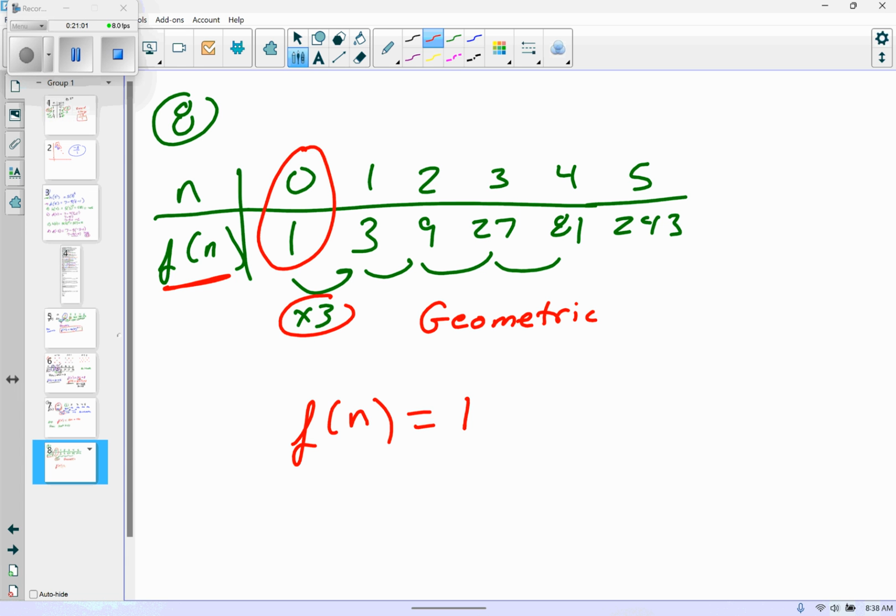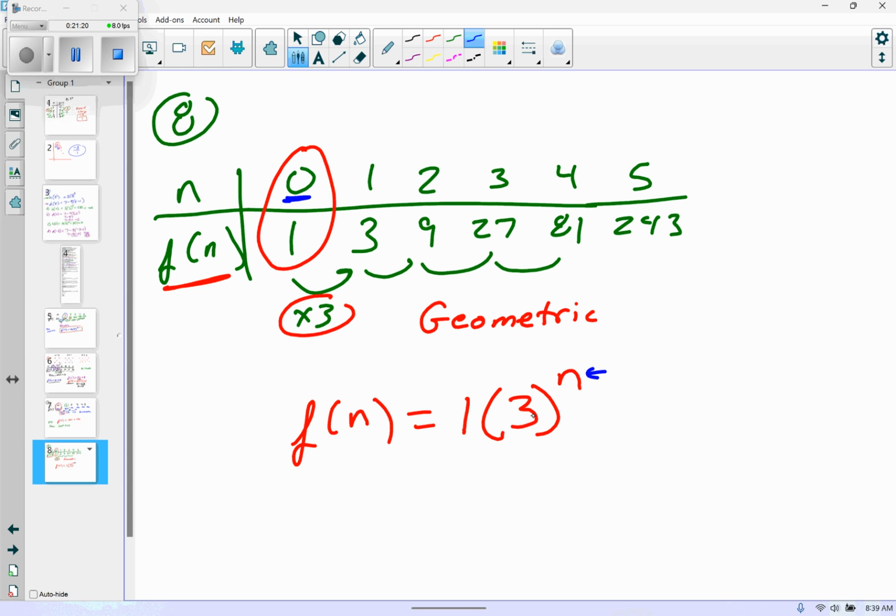our first term, which is 1, times 3, and I'm going to raise 3 to the n. All right, so let's see if this math is going to work. If I take the 0 and plug it in here, 3 to the 0 is 1. 1 times 1 is 1. Okay, that worked.